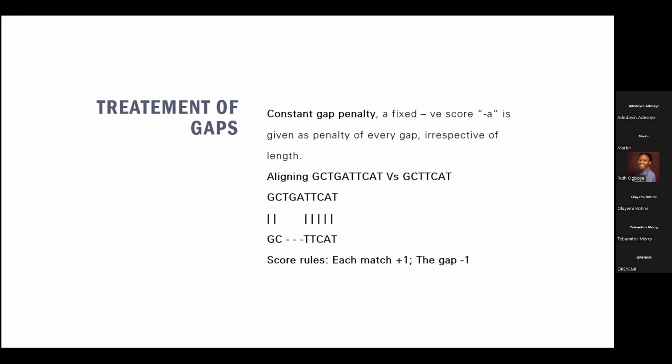So for example, in this alignment here, we have 3 gaps, but the score rules for constant, that's why the word constant is there. It doesn't matter the number of gaps you have. For everything, you're scoring the gap -1. So I want us to do this together.